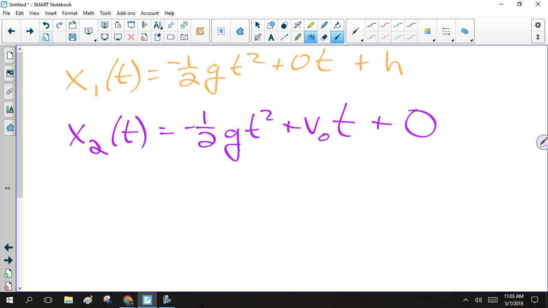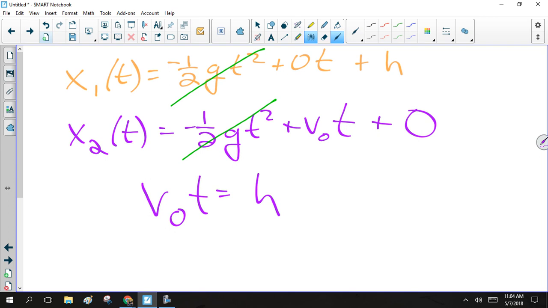Object 2 begins at a position of 0, but it's got initial velocity. So now what do we do? Set them equal to each other, right? And this was what I thought was neat. This part all cancels out, right? Just add it. Right? So you get v0 t equals h. Divide both sides by t and you get t equals h over v0. That was gross. All right, everybody good?